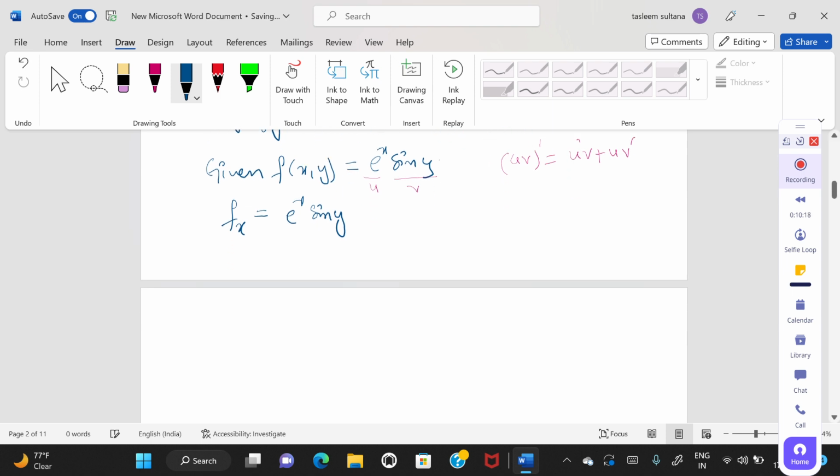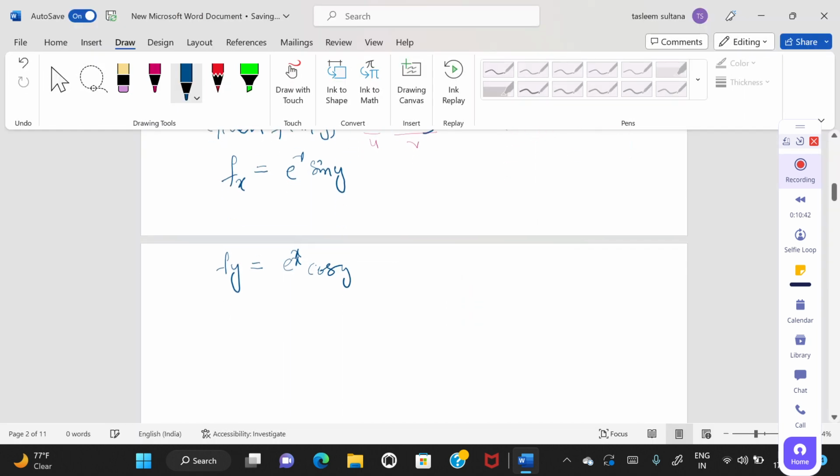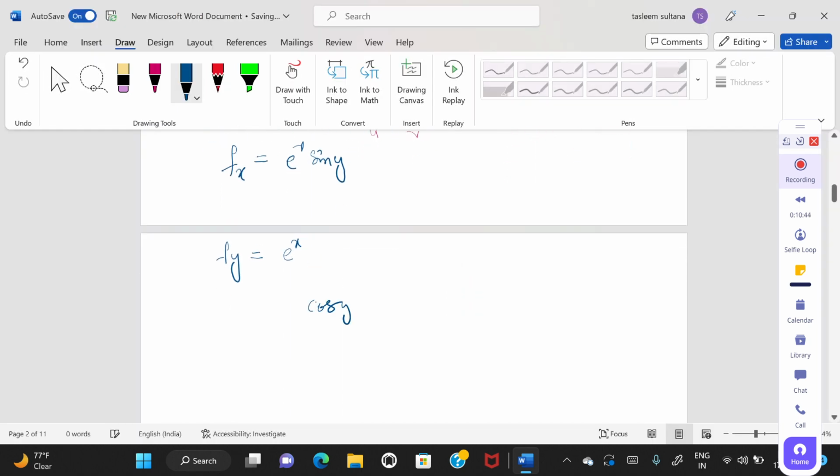Next, f_y equals e^x. The first part will become 0. The next part, e^x, I will keep as it is. Then the differentiation of e^x sin y is e^x into cos y. So f_y equals e^x cos y.